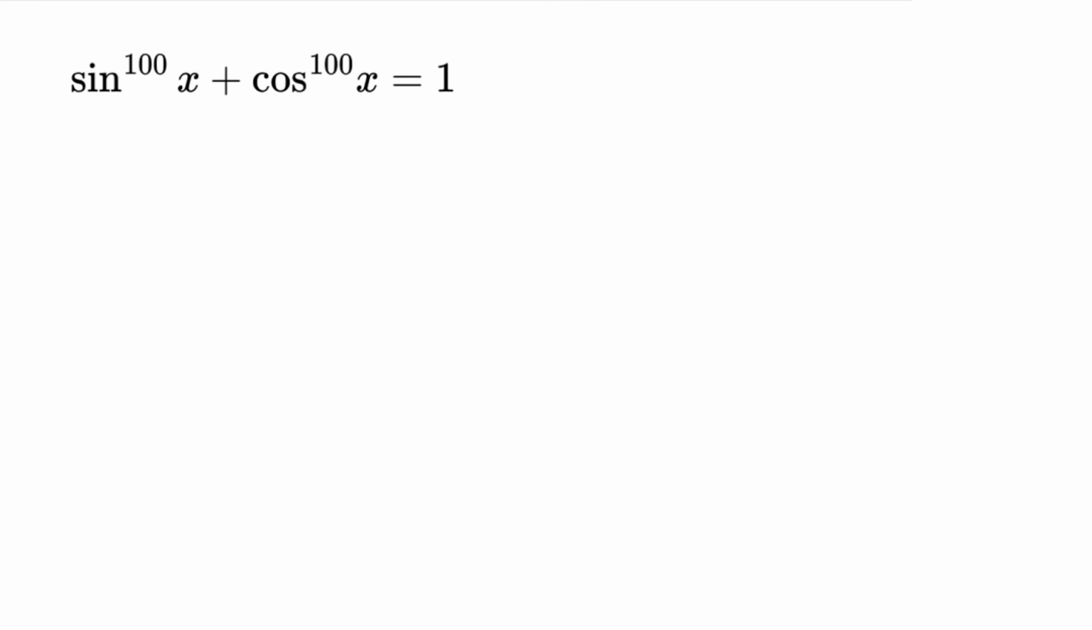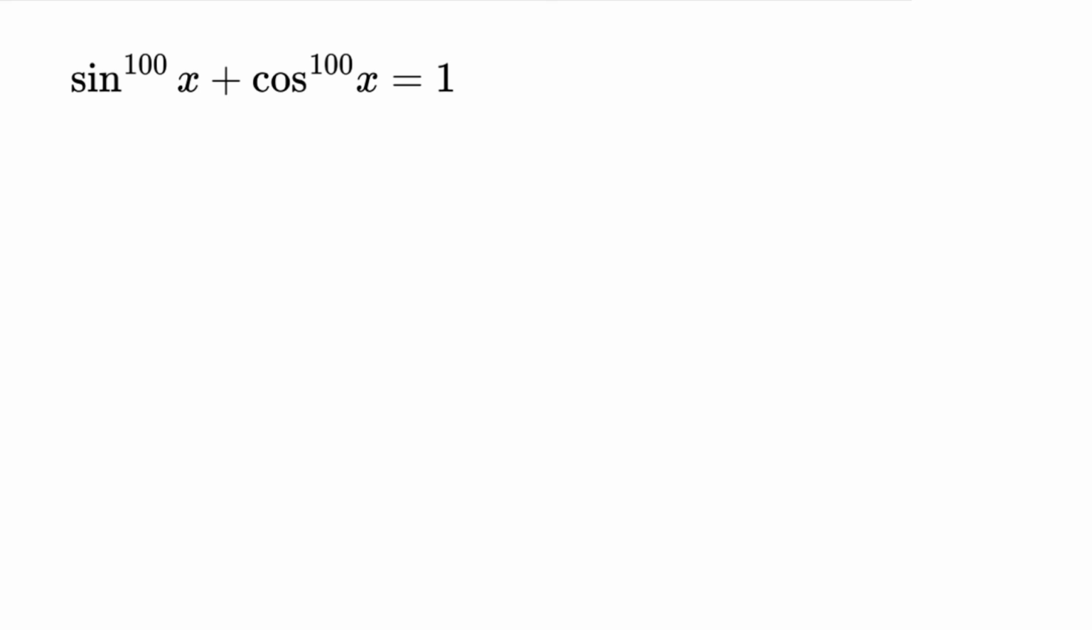Today's problem is a beautiful trigonometry puzzle. At first glance, it looks almost impossible, but there's a surprisingly elegant shortcut hiding inside it. Here's the equation we're given. Sine of x raised to the 100th power plus cosine of x raised to the 100th power equals 1. Our goal is to find all possible values of x.